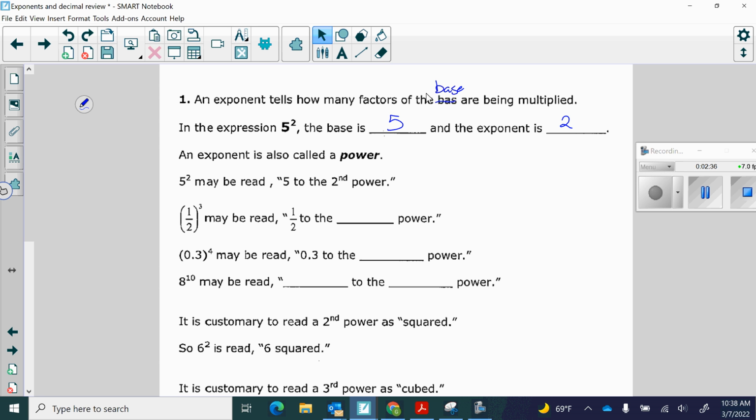Does everybody see that? Yes. So if I have 1/2 with the exponent 3, you may read it 1/2 to the third power. What if I have 3/10 with an exponent of 4? It would be 3/10 to the fourth power. 8 with an exponent of 10, it may be read 8 to the 10th power.